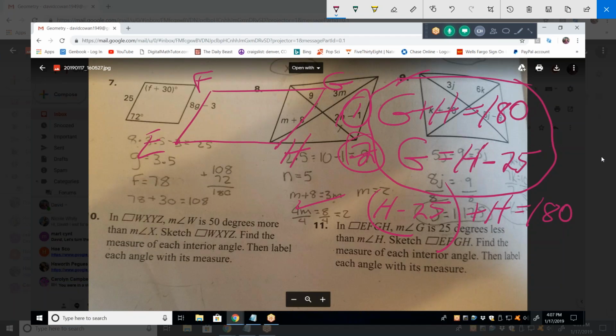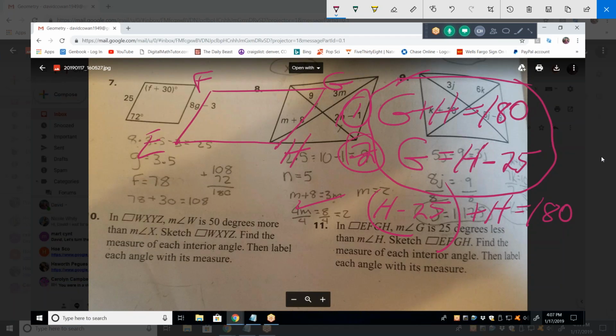Remove the parentheses and combine like terms. Get all your variables on one side of the equation, get all your numbers on the other. That's pretty much the methodology you want to use to solve all equations. Remove your parentheses, combine like terms, and get your variables on one side, your numbers on the other.